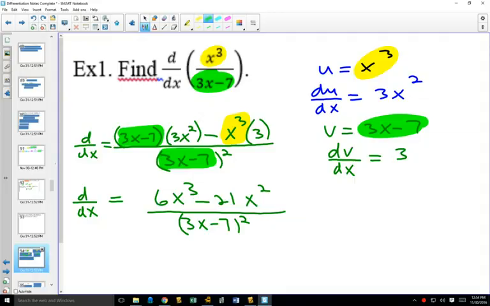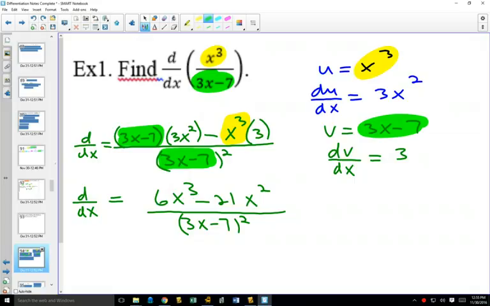So the quotient rule has a lot of things that are similar to the product rule. The quotient rule has keep one the same, derivative of the other, keep the other the same, derivative of the first, and there's a subtraction sign. But with the quotient rule, it's important that the one that stays the same is the one on the bottom.